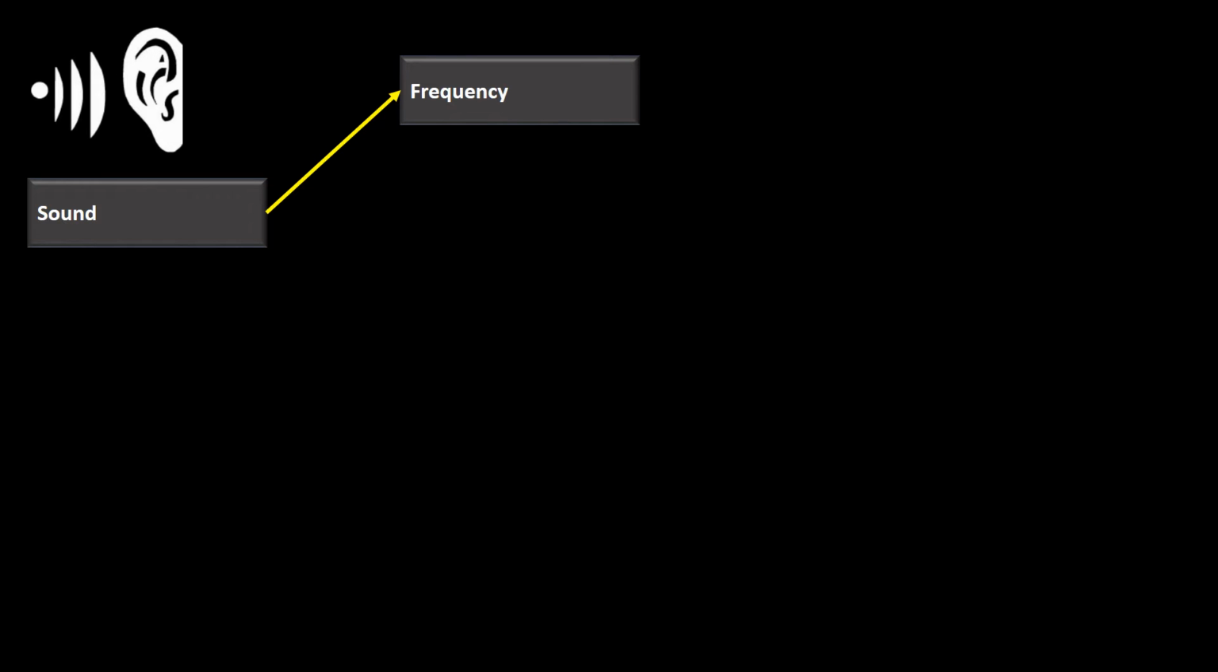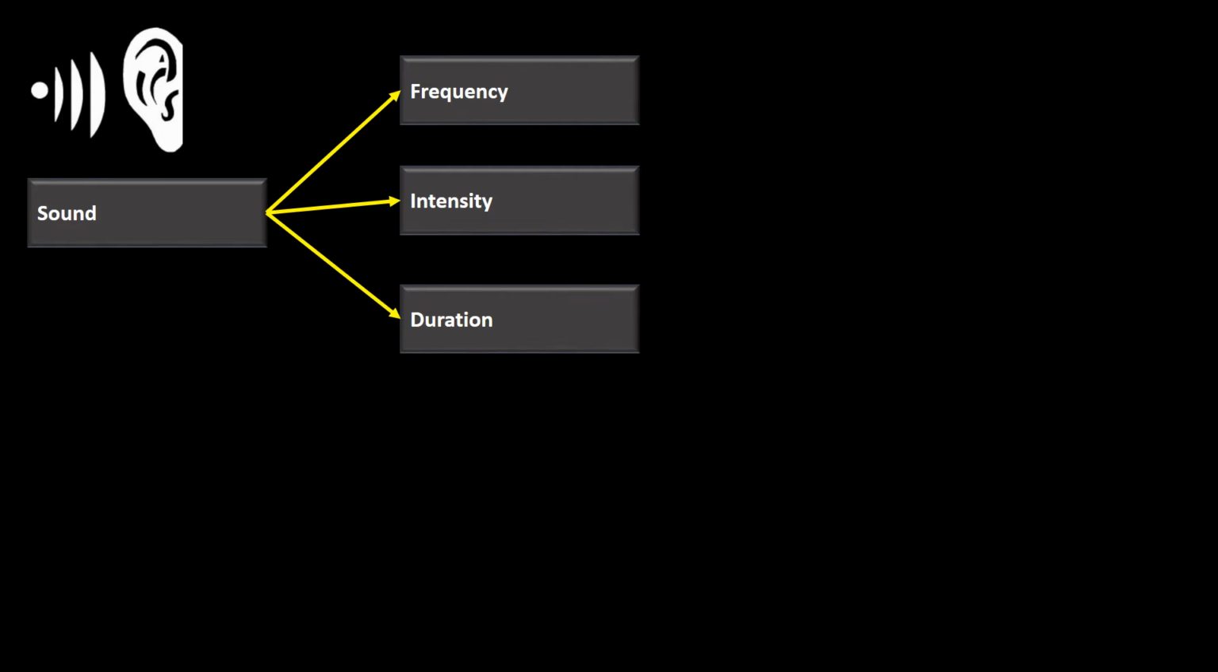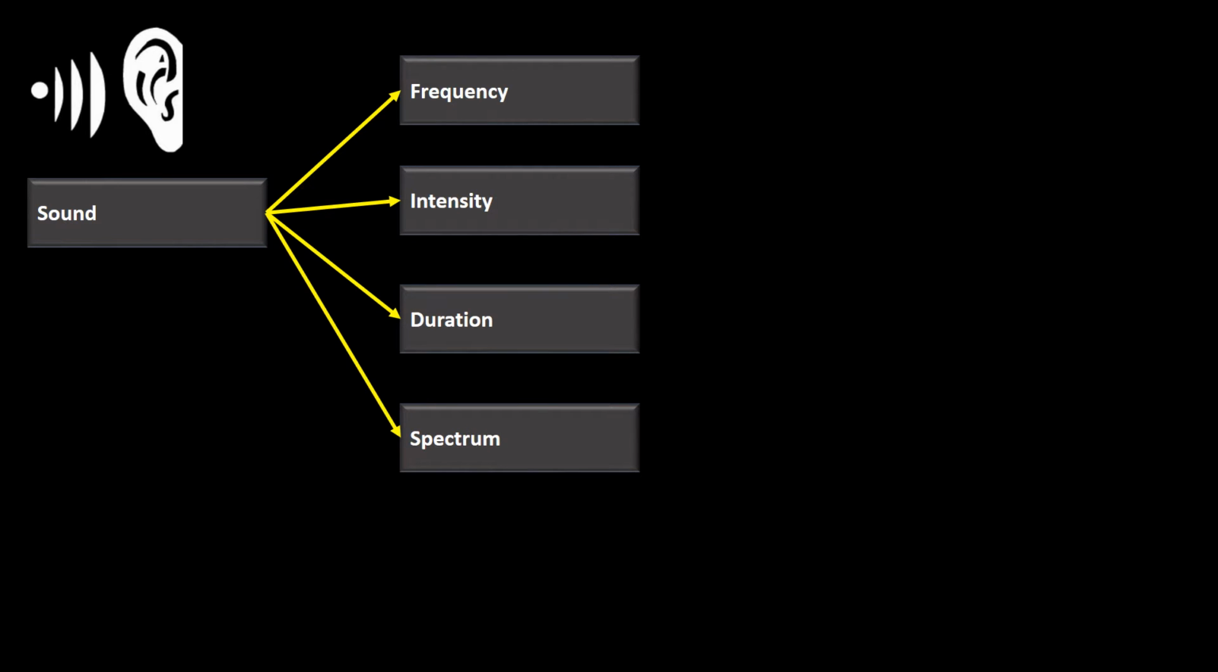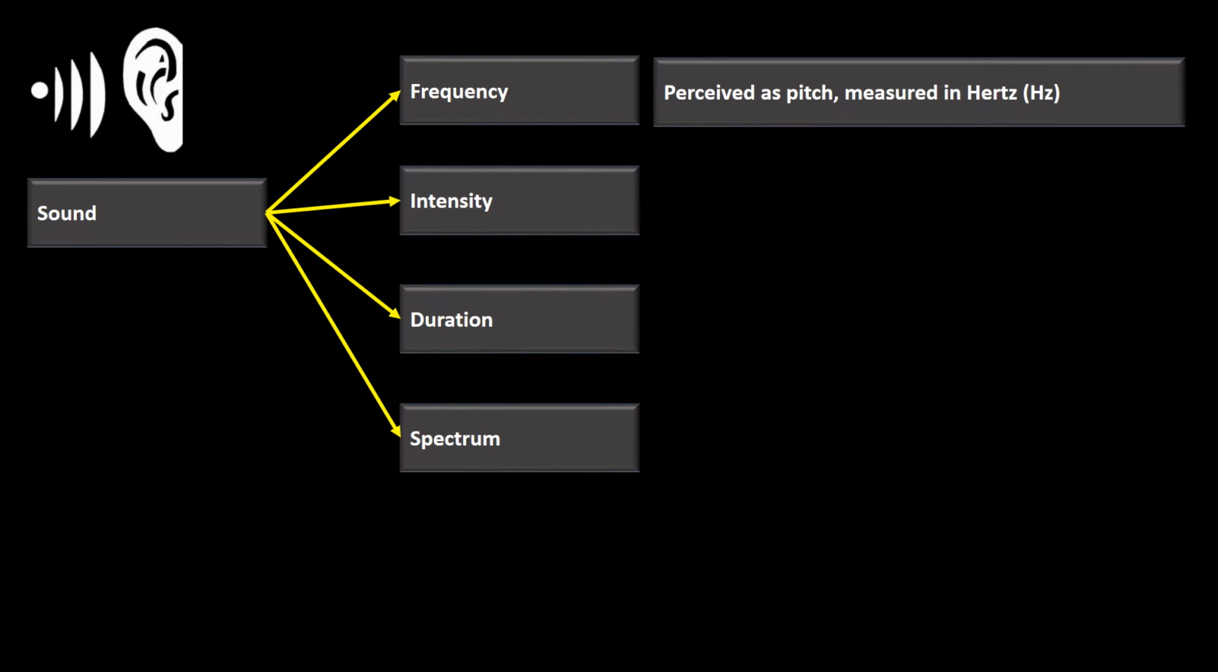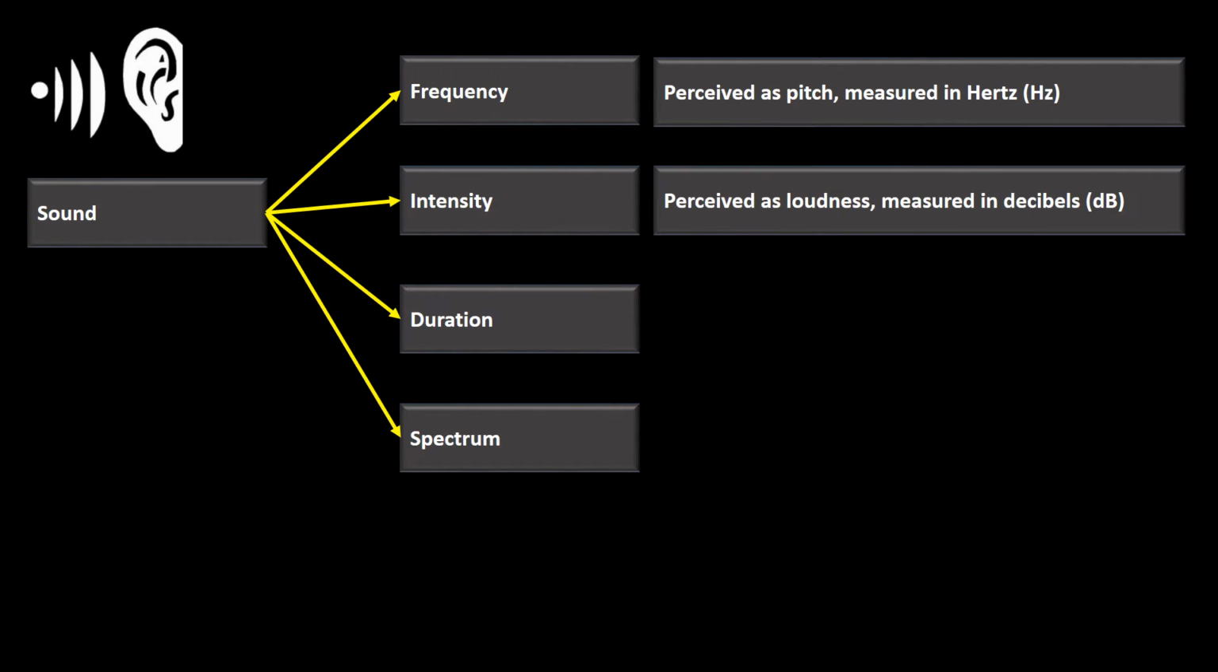So the four parameters that make up a sound are frequency, intensity, duration, and spectrum. When we're talking about frequency, we're talking about the perceived pitch, whether the pitch of a sound is very low versus very, very high, and we measure it in a unit called hertz, abbreviated Hz. When we refer to intensity, we're talking about the perceived loudness or volume of a sound, and we measure this in decibels, with a lowercase d and an uppercase B.